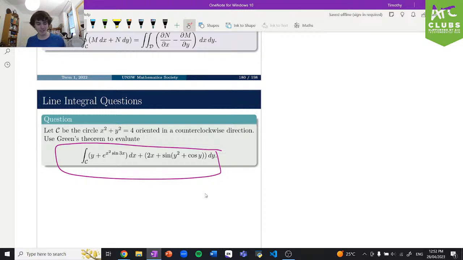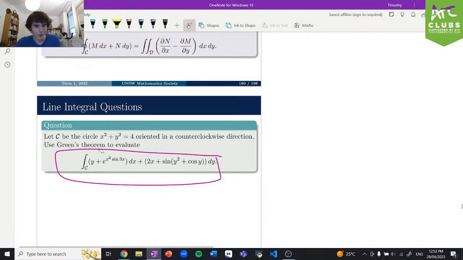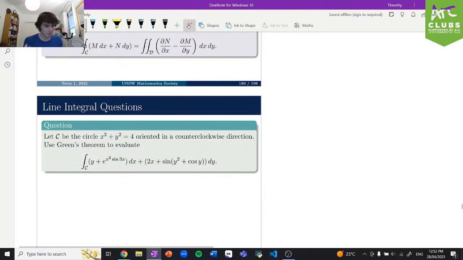So instead of actually having to do it the normal way, your boy turns to Green's theorem and says, okay, let's split this up into our M and our N, take some partial derivatives, and then chuck them into Green's theorem, and we're going to have a little bit of fun.